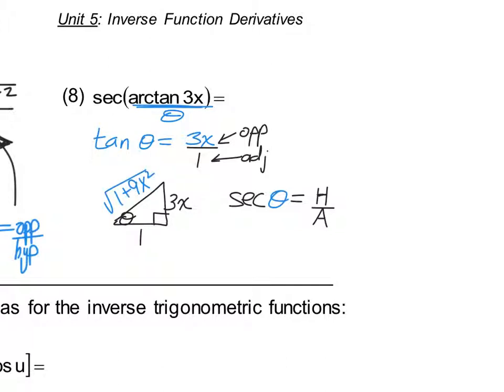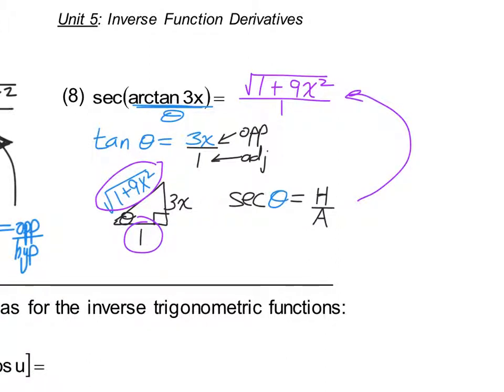All right, so I take my hypotenuse, divide it by my adjacent, and that gives me my equivalent expression, which would be that radical over 1, but again, you don't have to write the over 1 if you don't want to, but I'll do it. All right, so another algebraic expression that's equivalent to the given trigonometric expression.